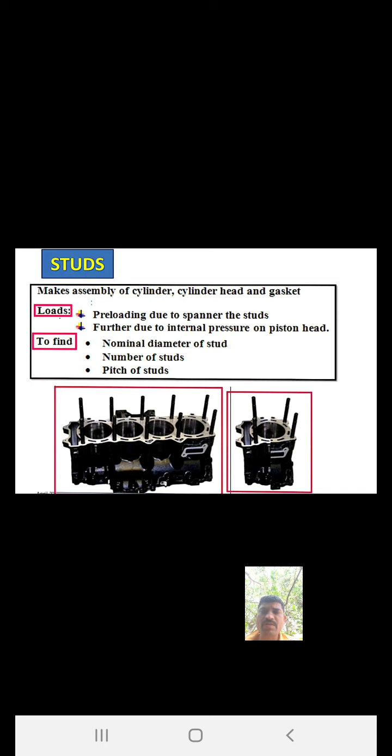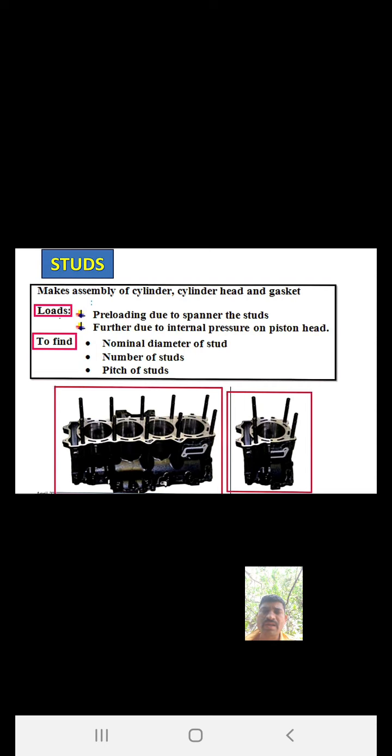Then next is the diameter of the bolt or stud. How to calculate? The cylinder cover is fitted on the cylinder with the help of a number of bolts or studs, right? We use a number of bolts or studs for fitting the cylinder cover. The load due to the gas pressure is taken by the bolts or studs, right? The material used for the stud or bolt is nickel steel or nickel chromium steel.